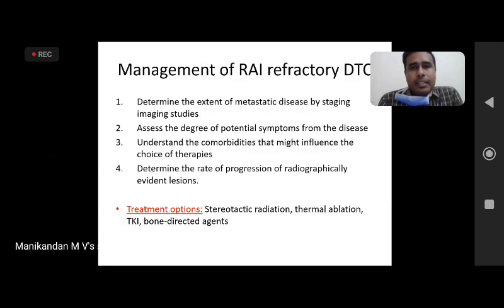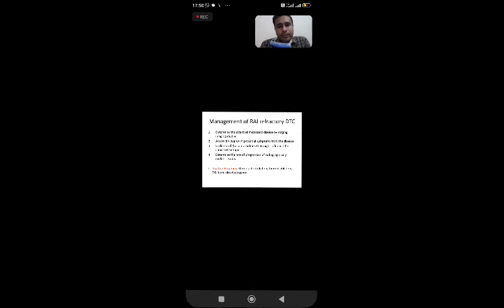How to manage this RAI refractory DTC? First, we have to determine the extent of metastatic disease by imaging studies, then assess the degree of potential symptoms from the particular disease, understand the comorbidities that might influence the choice of therapies, and determine the rate of progression of radiographically evident lesions. The treatment options include stereotactic radiation, thermal ablation, TKIs, and bone-directed agents.